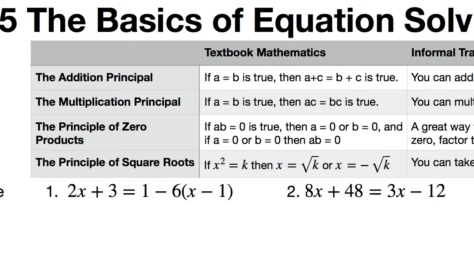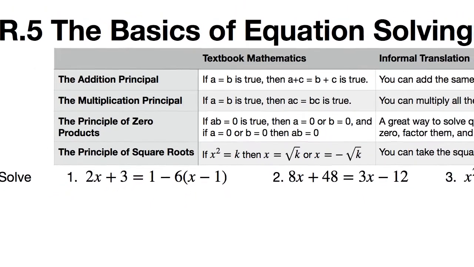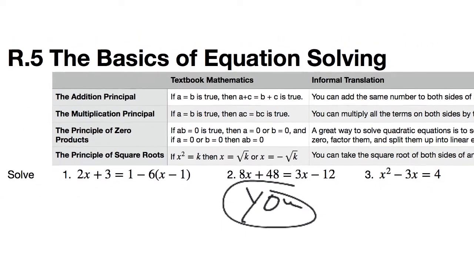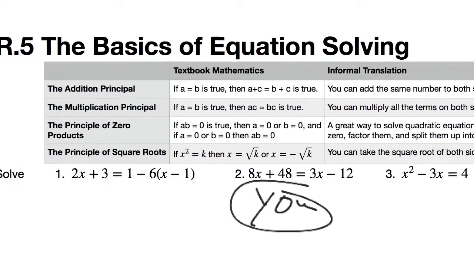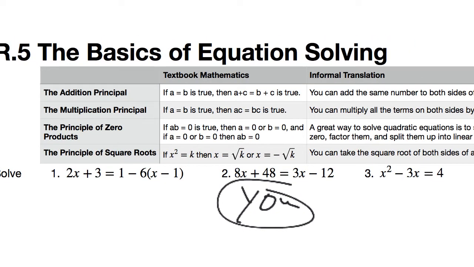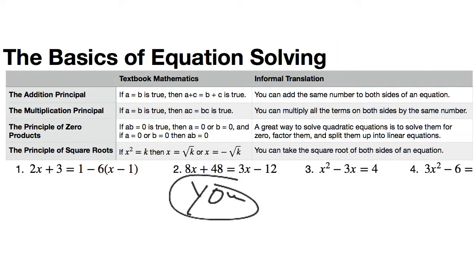So the basics of equation solving are like this. Here are the 4 different categories of things that you can do to an equation in order to solve it and figure out what x is equal to. You can use the addition principle to add the same number to both sides of an equation. That's because if A equals B is true, then A plus C equals B plus C is true. You can always add the same number to both sides of an equation.